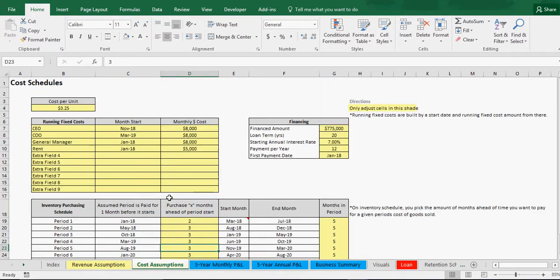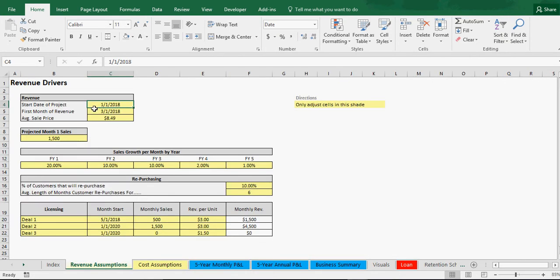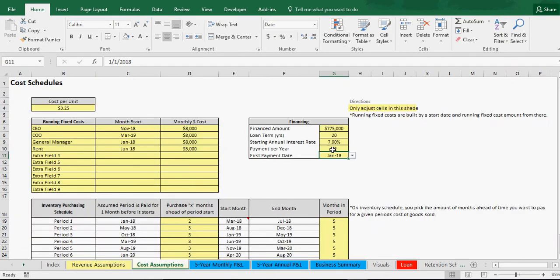Okay, and then there's financing. You can put this at 0, but if you want to finance some of the capital requirements, you can put the financing amount, loan term, percentage rate, payments per year, and the date it starts, which will auto update based on what date you plan on this being. That will all flow through the monthly and annual cash flows that are right below the P&L, within the P&L tabs, and the business summary as well. So that's all auto. You can change this and it auto updates through.